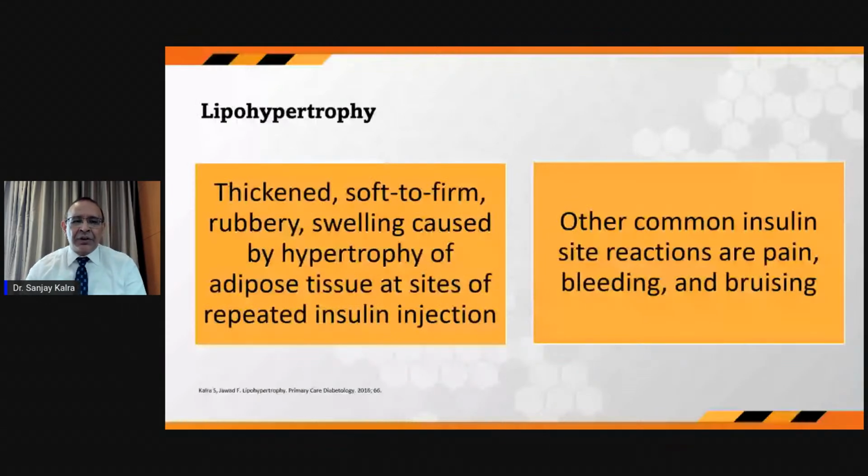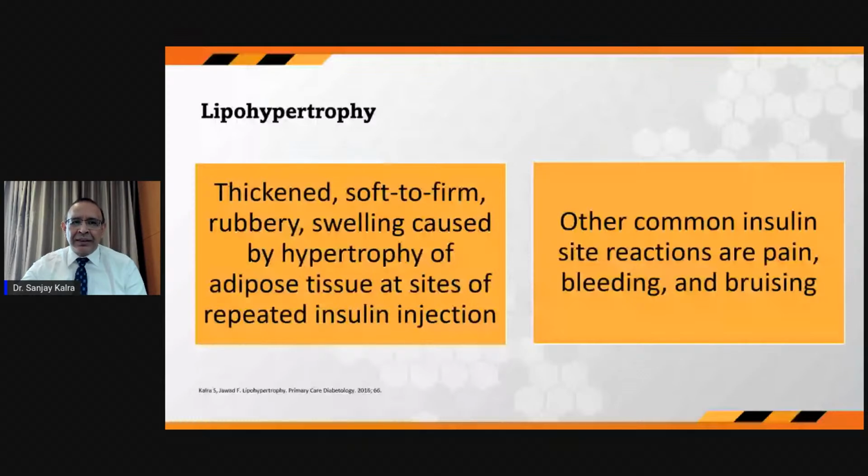Why we ask for site rotation is because if site rotation doesn't occur, then you end up having something called lipohypertrophy. This is hypertrophy of the adipose tissue, and it occurs at the site of repeated insulin injection. It also occurs when we reuse the same needle again and again. So ideally, the needle should not be reused. When this lipohypertrophy occurs, it causes a rubbery, thick swelling, and this is a relatively analgesic area. So when patients inject here, they don't feel any pain, so they prefer to inject here.